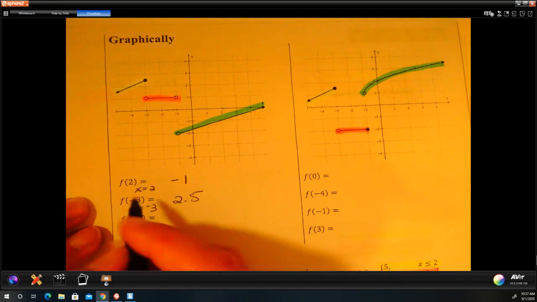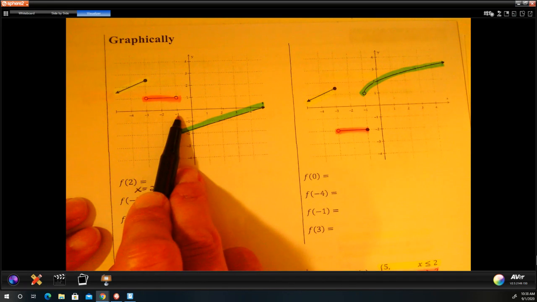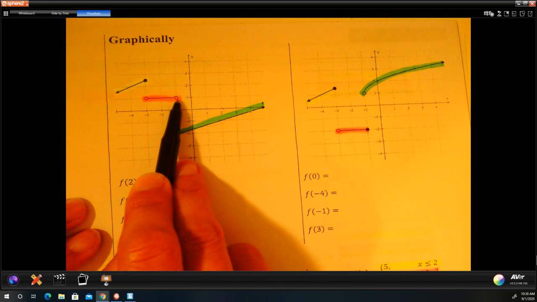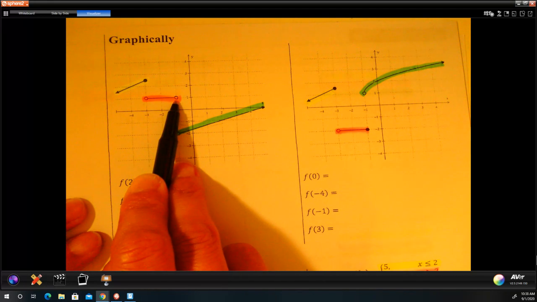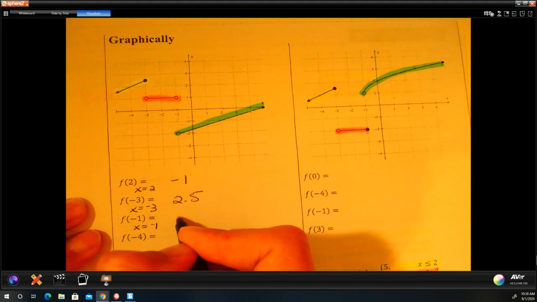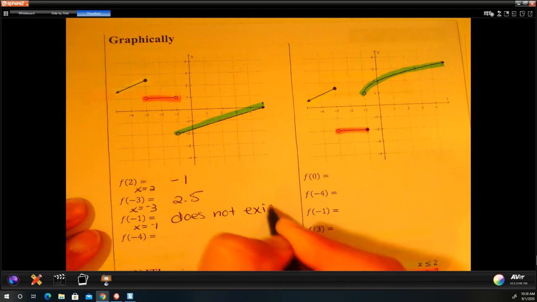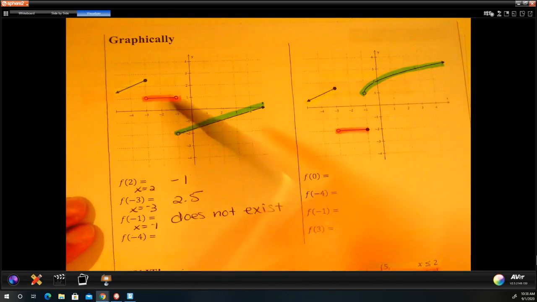F of -1. X equals -1. -1 is right here on my x-axis. It lines up to this, but that's an open circle, so it doesn't include that. It also lines up to here, but it doesn't include that point since that's open too. So this I write does not exist. If I put a vertical line through x equals -1, there's no solid point, so there's no value for that.